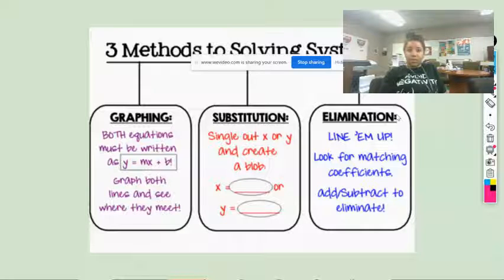Substitution is what we're going to be doing next. Single out the x and y and create a blob. And then elimination: line them up, look at the matching coefficients, add or subtract to eliminate. Okay, so there's three different ways to solve systems, and we're going to be doing graphing today.